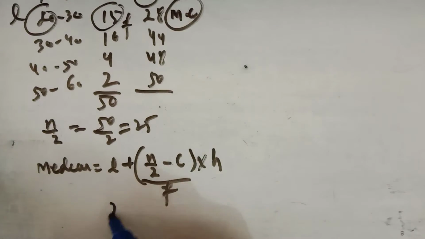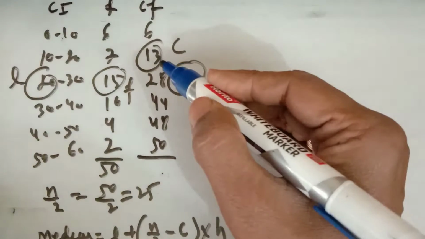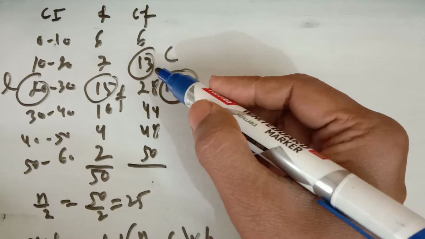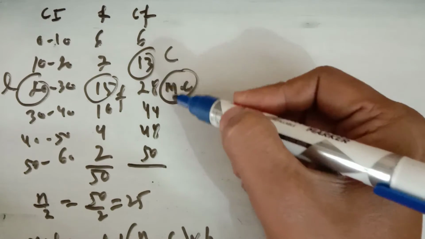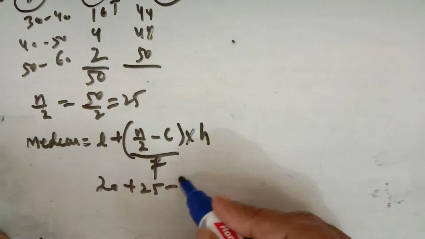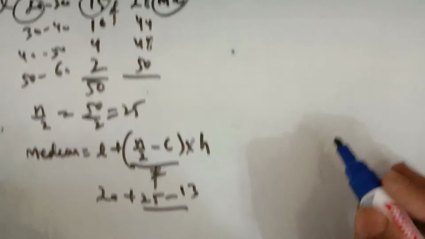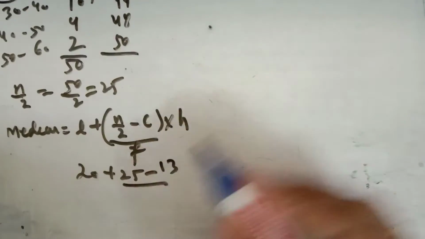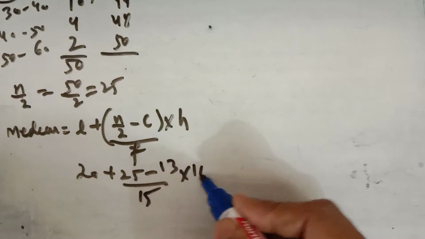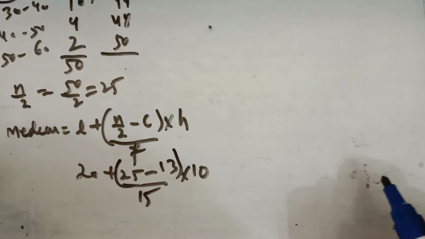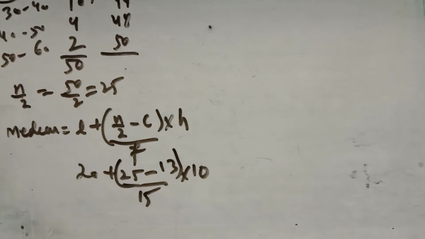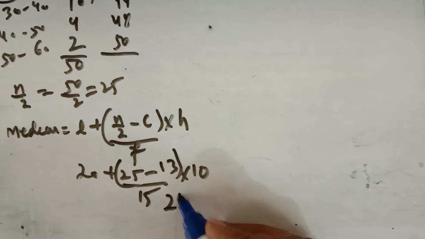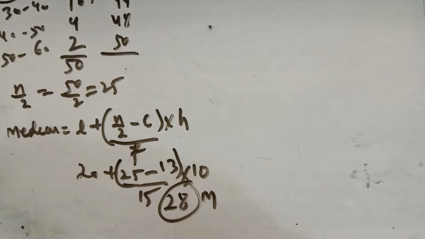So lower limit is 20, n by 2 is 25, C is the cumulative frequency just preceding the median class, it is coming out to be 13. Frequency of this median class is 15, and the class size is 10. So this is the median for this group data, which is coming out to be 28. When you solve this, 28 comes. This is the median for this group data.